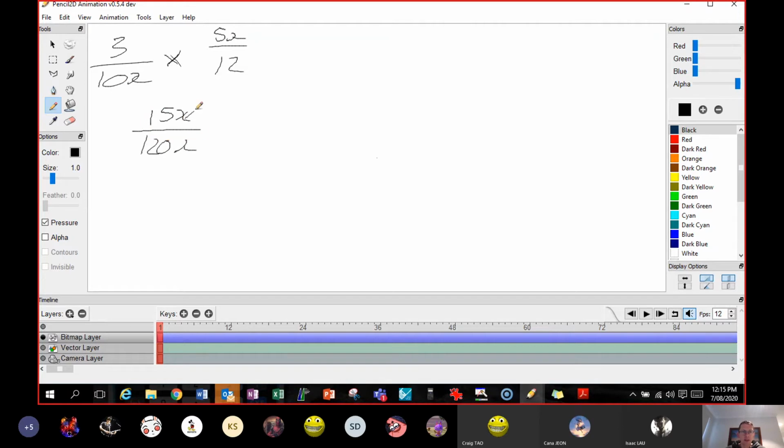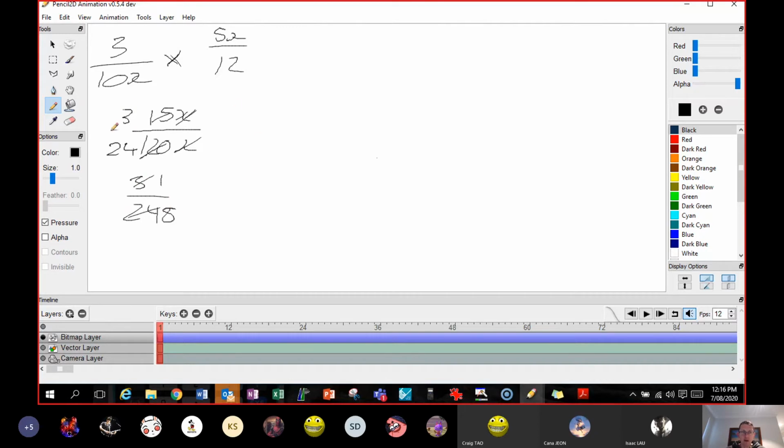Now I can cancel out my x's, because x divided by x is 1. And then 5 goes into 15 and 5 goes into 120. 5 into 15 is 3. 5 into 120 is 24. So it gets quite tricky to do these numbers. 3, 6, 9, 12. 3 goes into that. Okay, so that leaves me with 3 on 24. And then I can simplify again. 3 goes into 24, which gives 1 on 8.